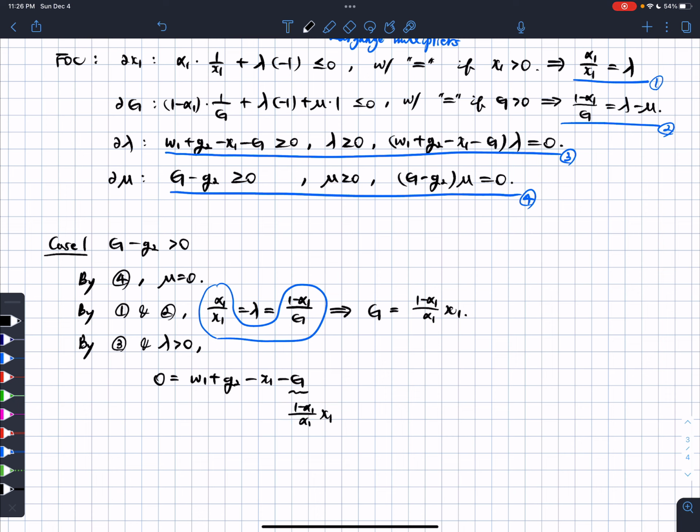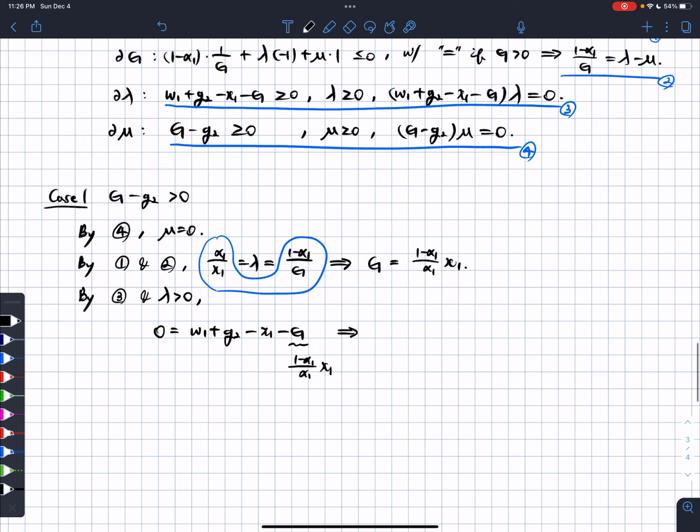I have this. Simplifying this, you would get eventually x1 star. Now we have a solution, so let's put a star there. x1 star is equal to alpha 1 times (W1 plus G2). Okay, then big G star will be what?